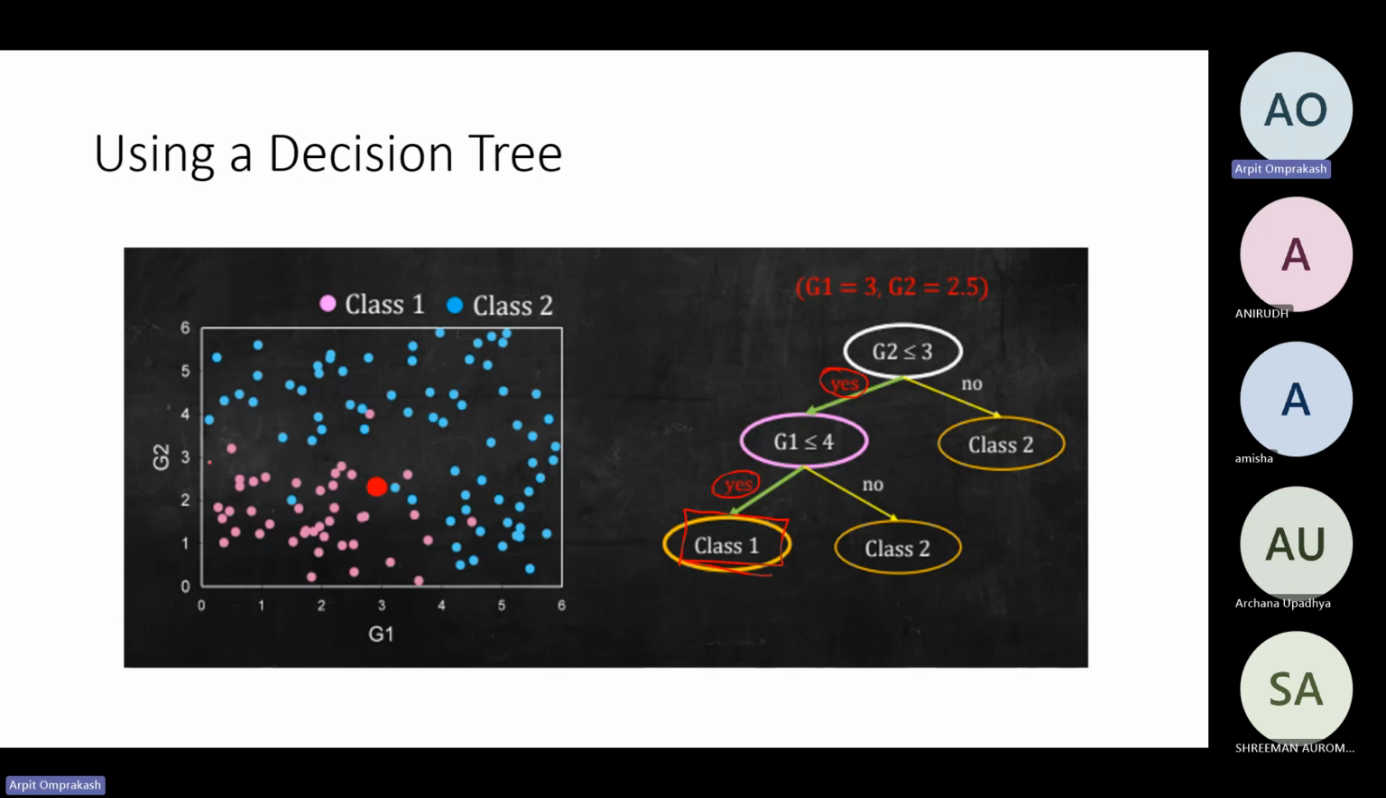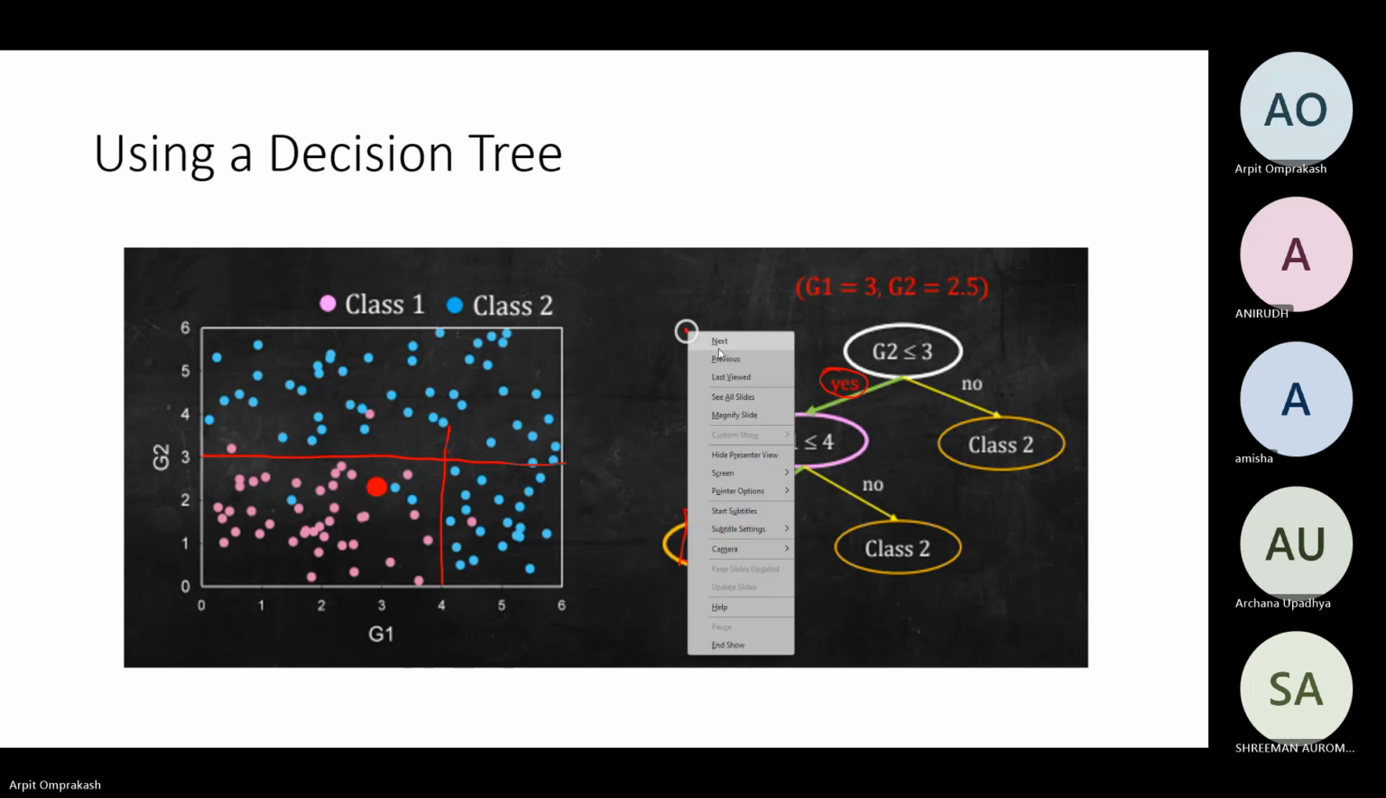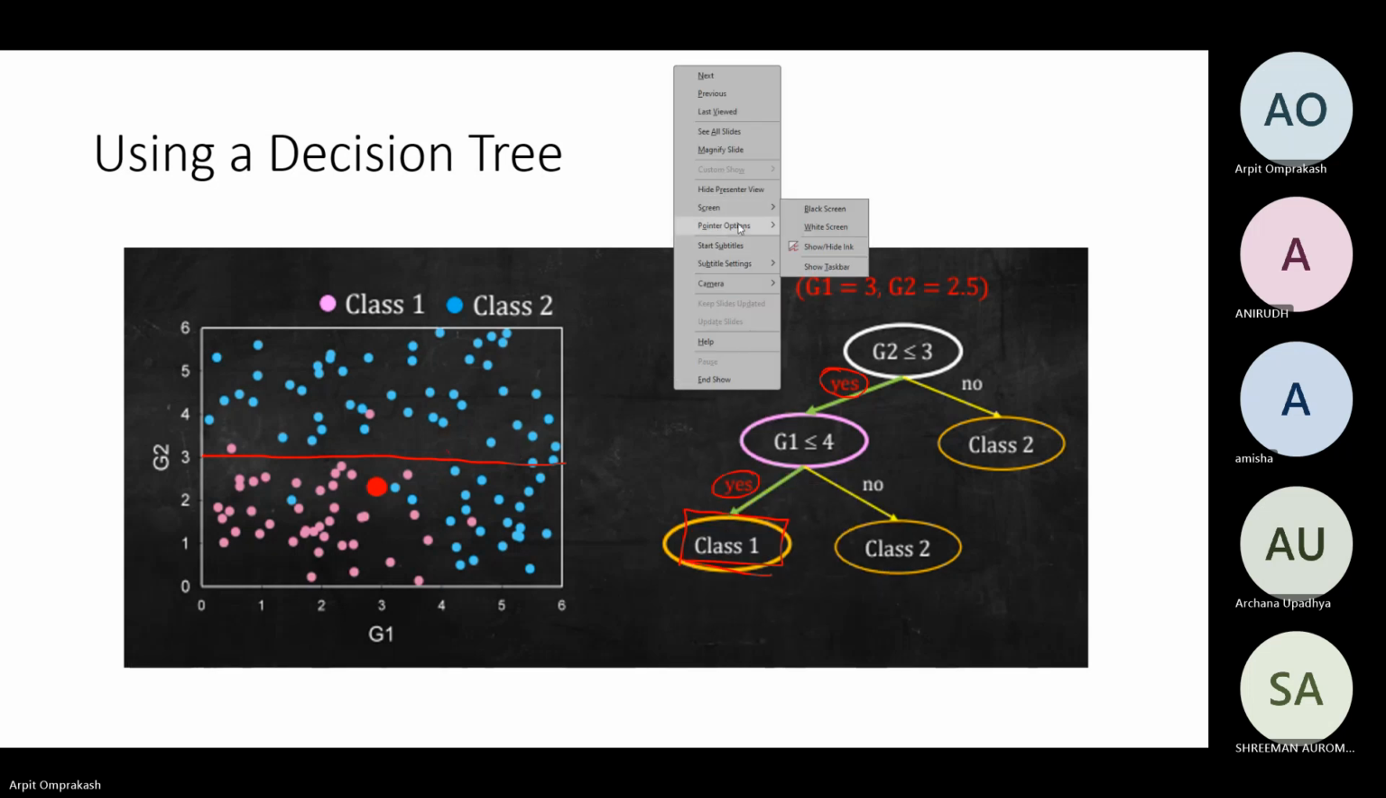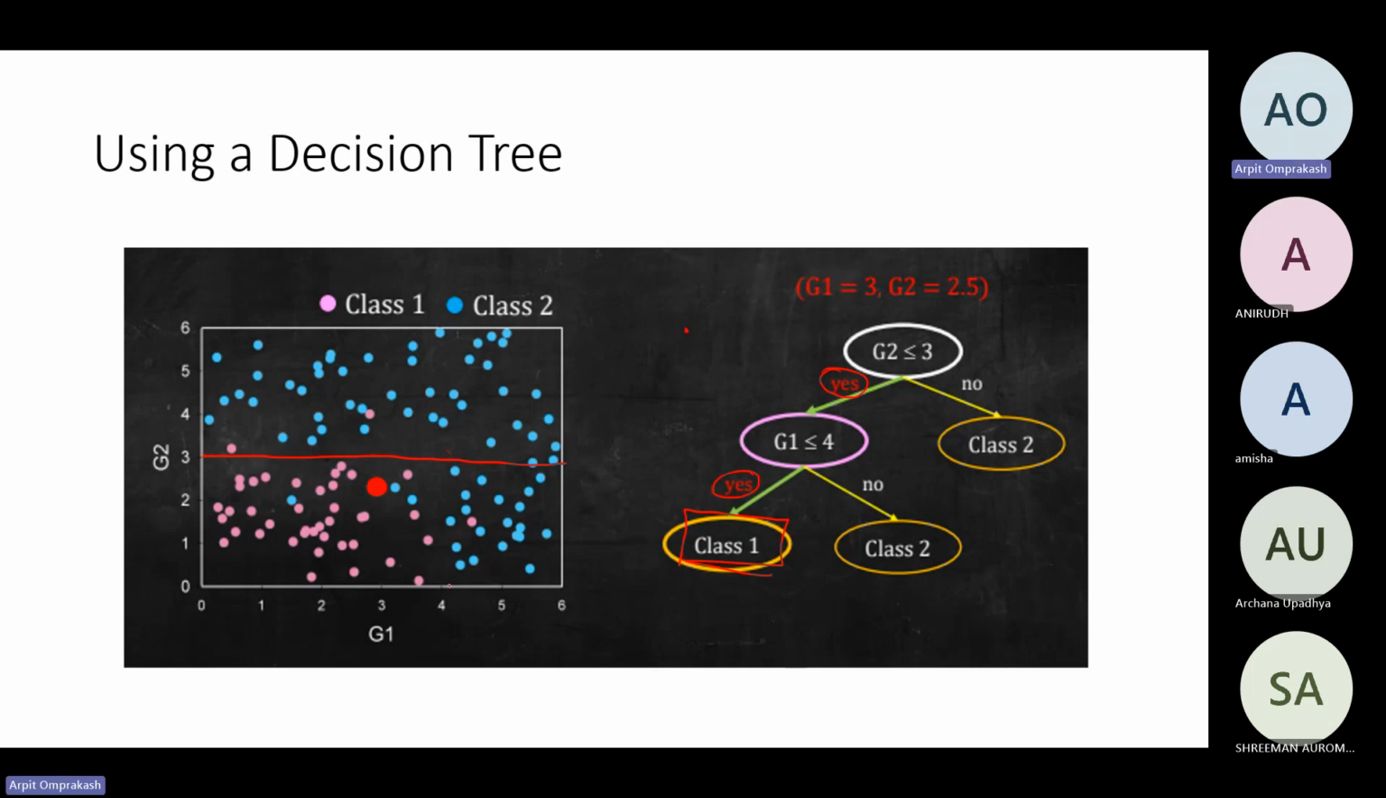So if we again draw the boundaries that we had drawn, this was one boundary, and this is basically the other boundary. So this is basically our class 1, this is our class 2, this is our class 2. So we can visually see that our point falls here, so it's classified as class 1.